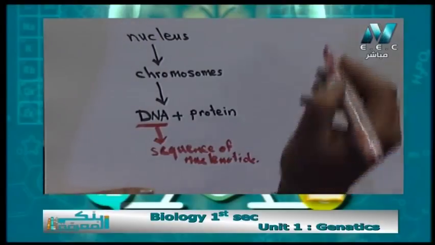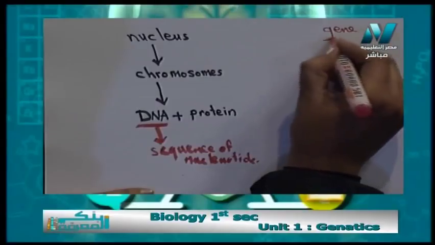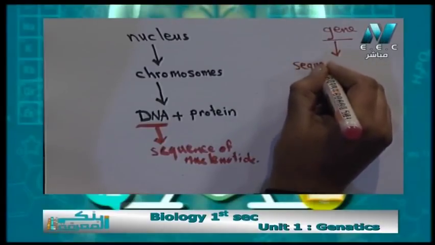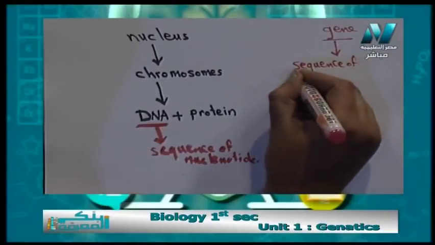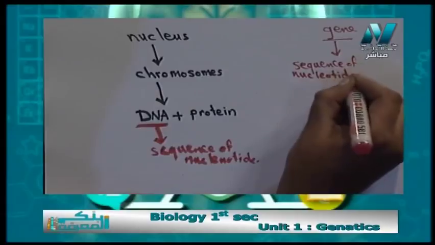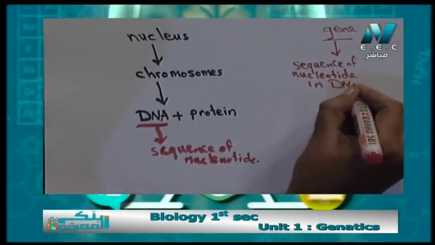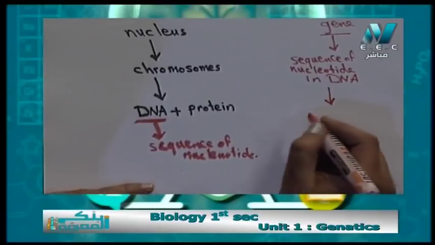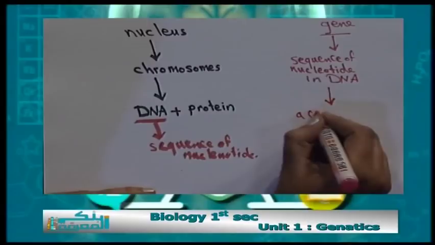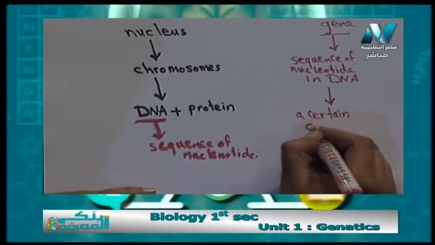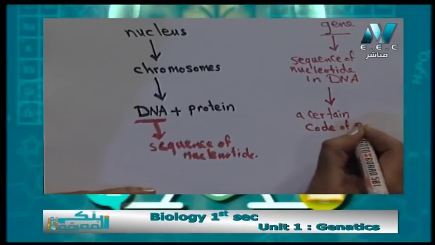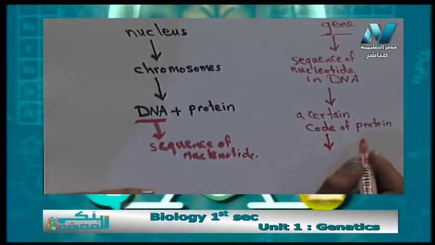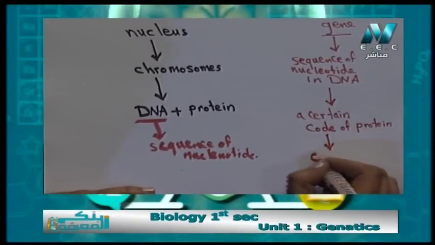What about the gene? A gene is a sequence of nucleotides in DNA that makes a certain code of protein that helps a certain trait to appear.